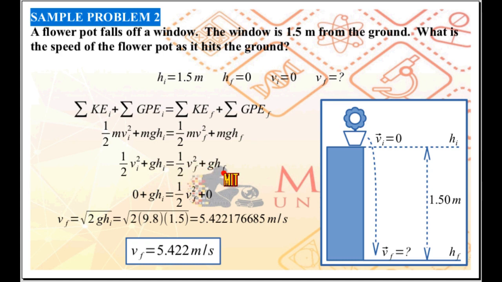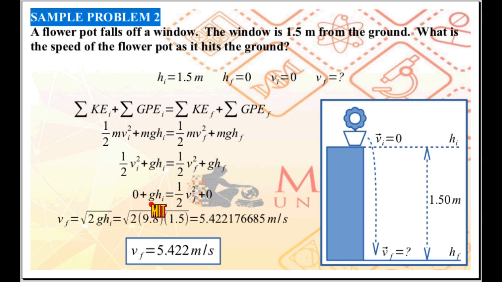squared plus g h final. We know h final to be 0, so g h final is 0. We know v initial is 0, so 1/2 v initial squared is 0, leaving us with g h initial equal to 1/2 vf squared. This equation basically tells us that the gravitational potential energy is converted into final kinetic energy of the flower pot.